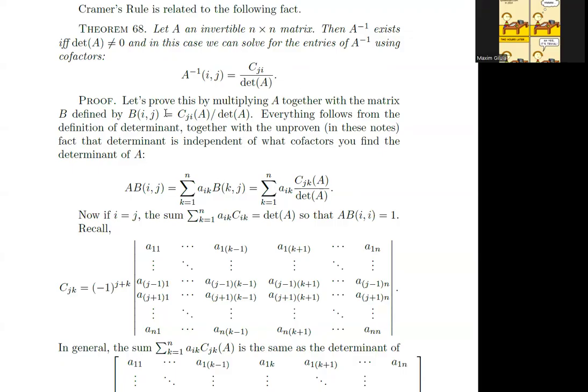Let's multiply A together with the matrix B defined with these entries. And everything will follow from the definition of determinant because it's defined using cofactors. So everything's going to end up canceling out. So together with the unproven fact that determinant is independent of what cofactors you take, which hopefully you learn someday, but we won't be talking about it in this class. So A times B is this by definition. This is how you multiply matrices.